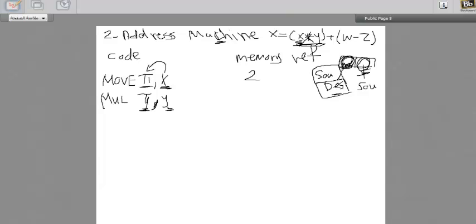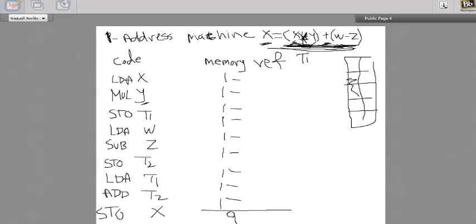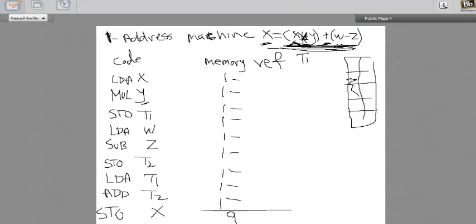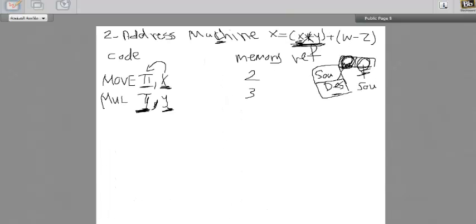Now, how many times do we access the memory this time? 3 times. Why 3 times? First, we need to get the value of t1. Second, we need to get the value of y. Third, we need to store the result in t1. So we have 3 memory references. In 2 steps only, we finished the first part. In the last one, we finished in 3. So we saved ourselves a step, right?